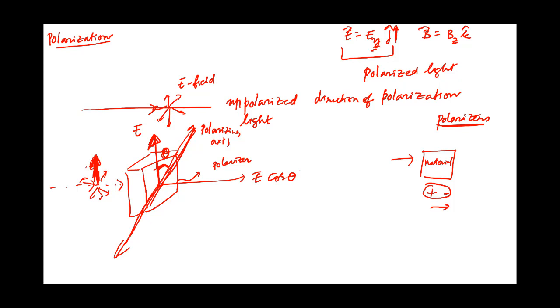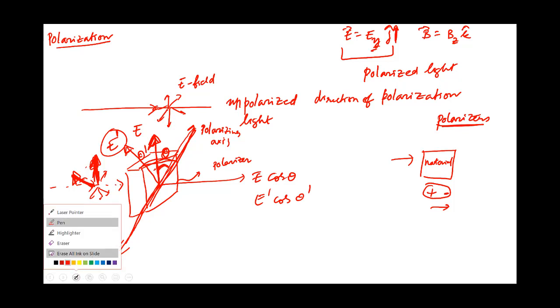If I pick some other direction, electric field oscillating along this direction in the unpolarized light, let's call that E prime, and let's call this angle theta prime. Even for E prime, only E prime cosine theta prime comes out, whatever this angle is. This angle may be different, theta prime.